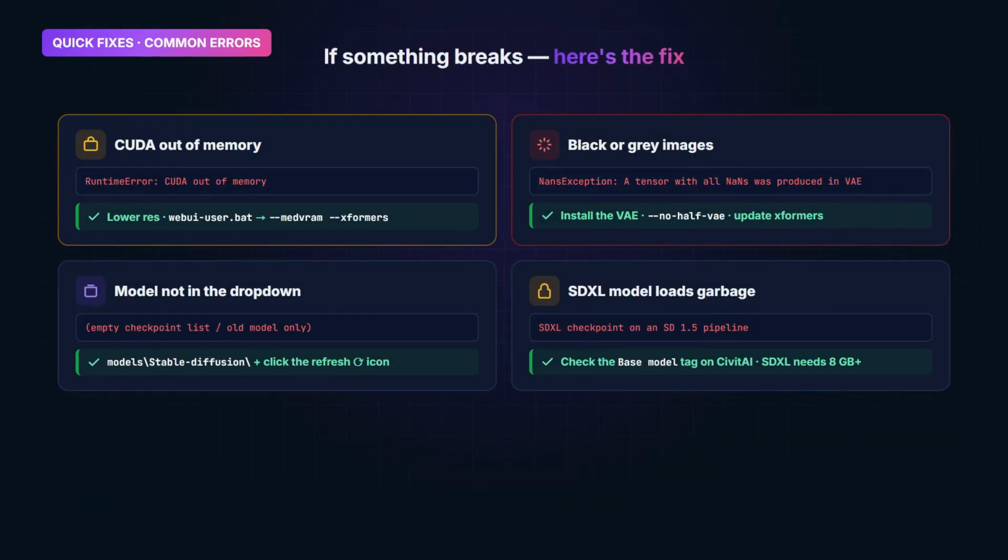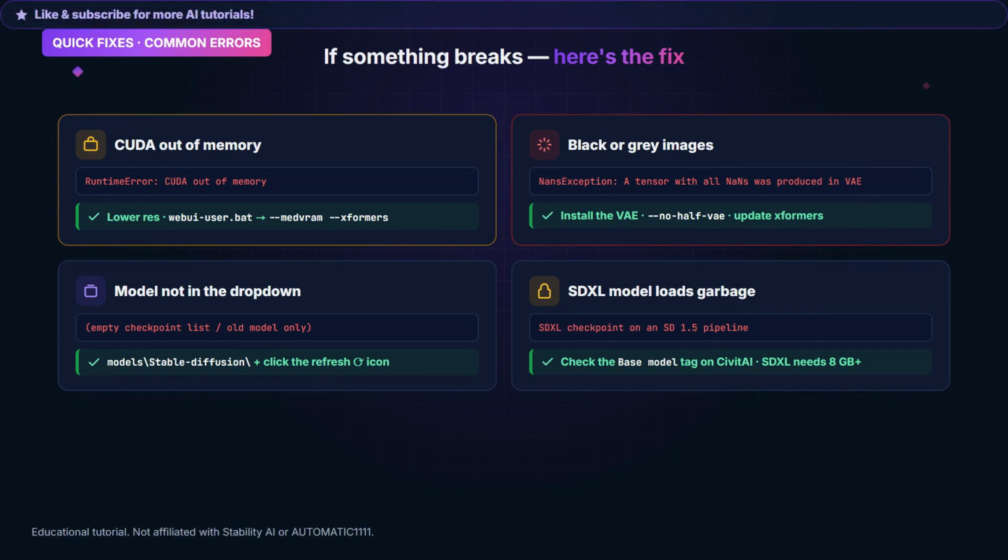Hitting problems? Out of memory? Lower the resolution and add medvram and xformers to webui-user.bat. Black images? Install the VAE or add no-half-vae. Model missing from the dropdown? Check the Models folder and hit refresh. And never run an SDXL model on an SD 1.5 setup.